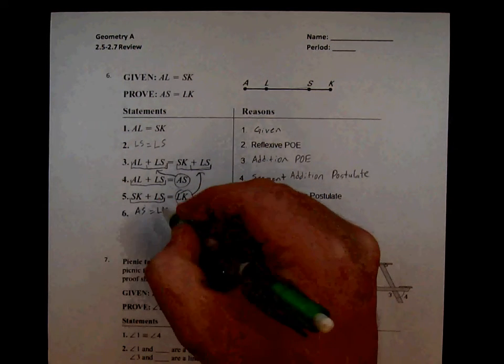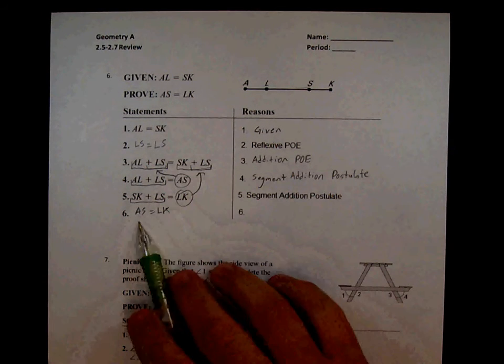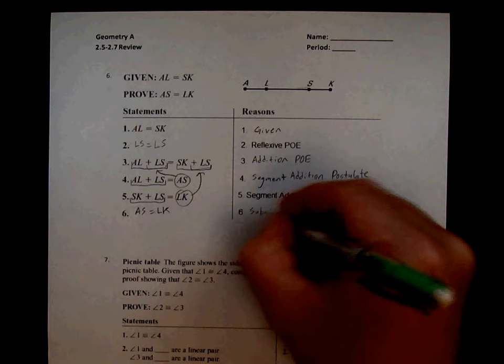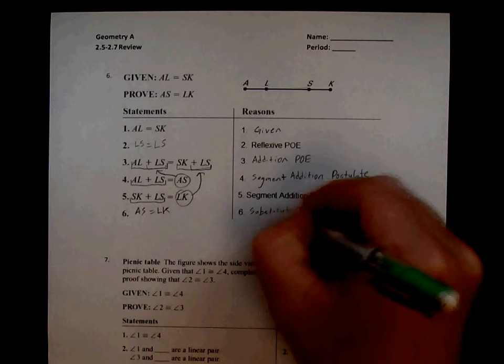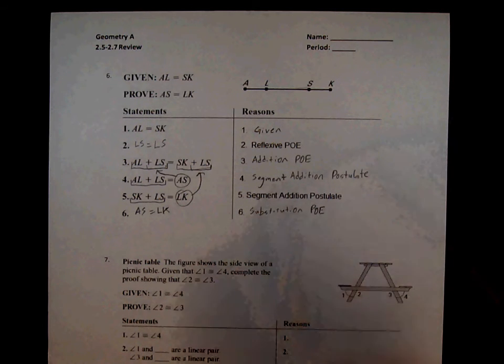giving us AS on the left side, LK on the right side. I know what my goal is. They told me up above to prove that AS is equal to LK. I just got that, and I did it through substitution. POE. I'd also probably accept transitive, but I like substitution better in that case.